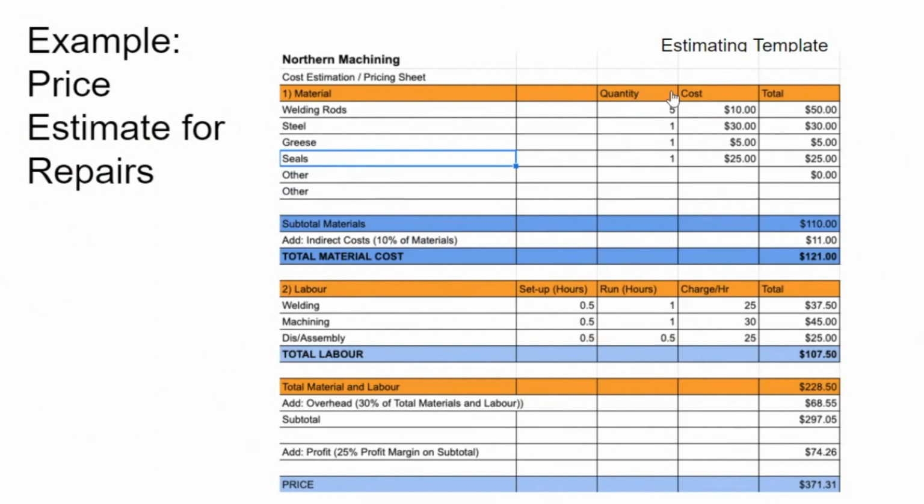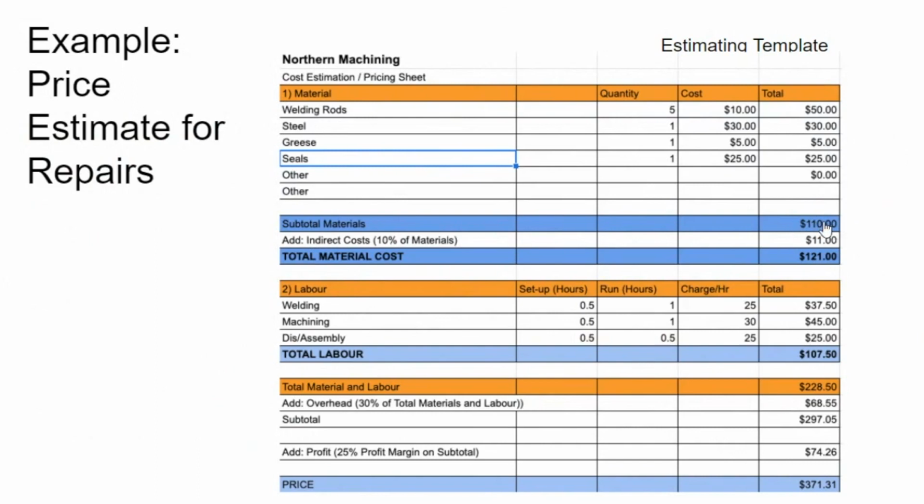Steel, you got a piece of steel there. You know that you got to buy that. That's $30, from your supplier. Grease, from the supplier, that's $5. And some seals. You look at this piece of equipment that's brought in, no sense to put it back together without some seals. You go and you cost out the cost of seals. They're $25. So right off the bat, when you do this in terms of the materials, you know that the materials are going to cost you $110.